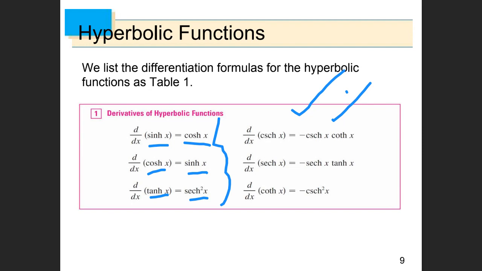So please don't get confused, because most of you tend to treat hyperbolic functions as your regular trig functions, which doesn't work. So you must know what the difference is. Also have the derivatives of hyperbolic cosec, hyperbolic sec, and hyperbolic cot. So please make sure you know this and know the signs. Please make sure you remember what the signs are.